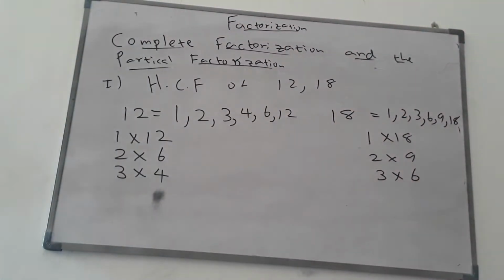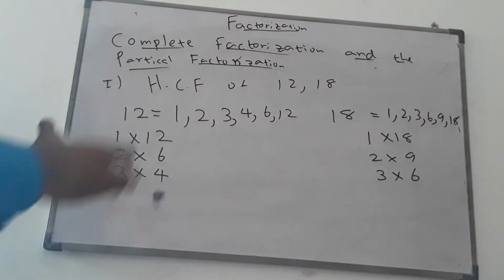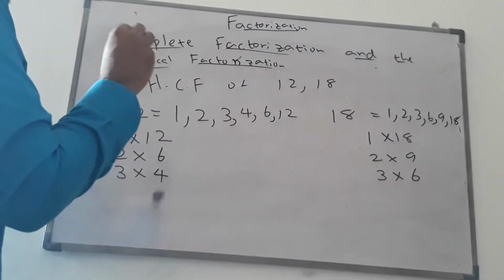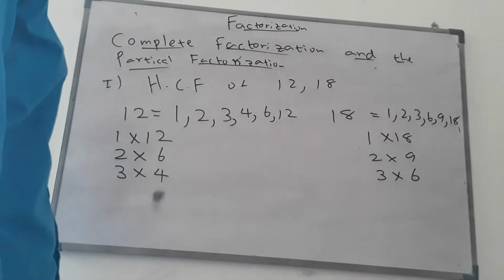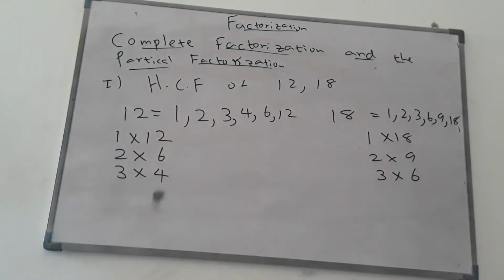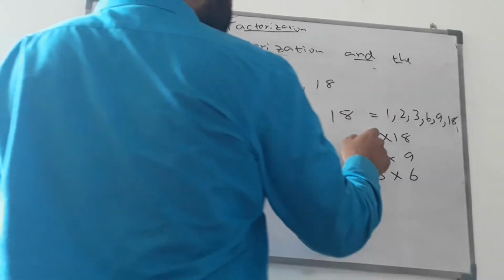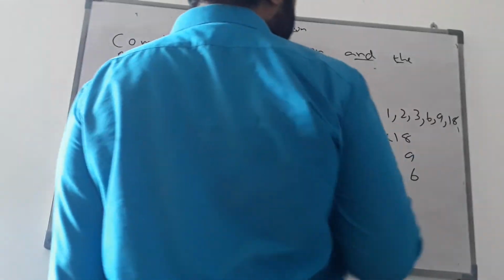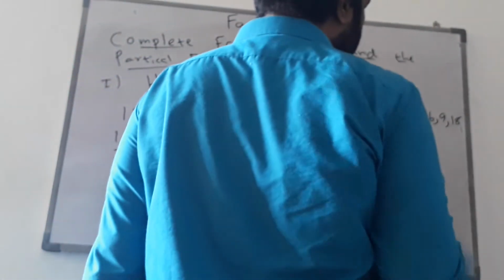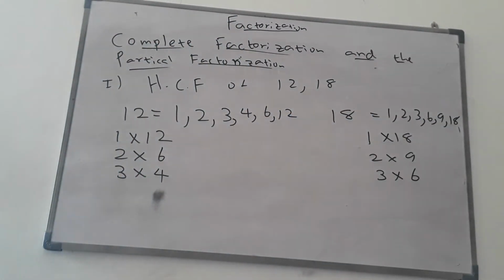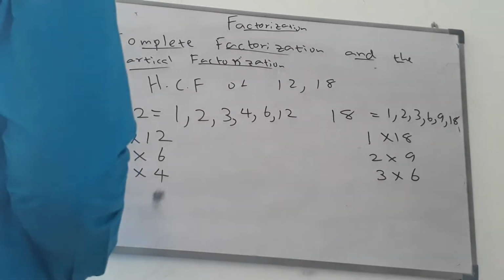Factors means the numbers that can divide the given number without a remainder. Such numbers are called factors. So we can divide 18 by 1 without a remainder, 18 by itself without a remainder, 18 by 2 without a remainder, 18 by 9 without a remainder, 18 by 3 without a remainder, and also 18 by 6 without a remainder. So these are the factors, where there is no remainder when we divide a certain figure.